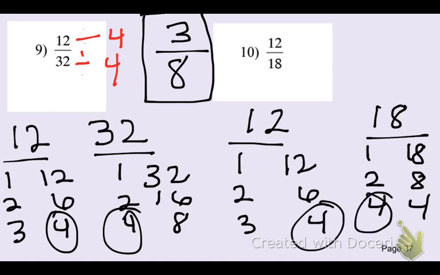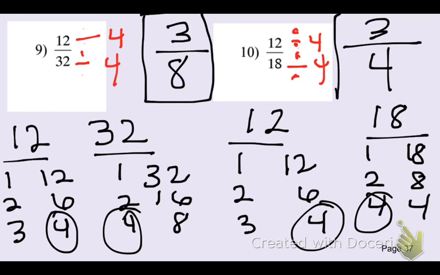So I'm dividing my top and my bottom by 4. So 12 divided by 4 and 18 divided by 4. All right, 12 divided by 4 is 3, and 18 divided by 4 is 4. 3/4. We can say that 12/18 reduced down to 3/4.